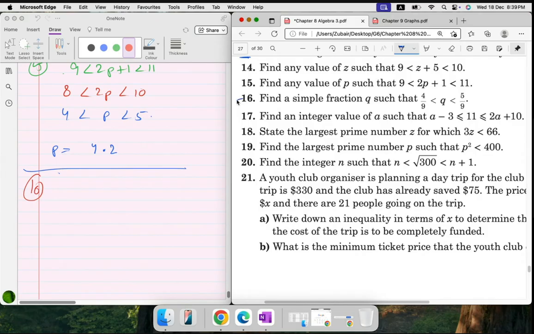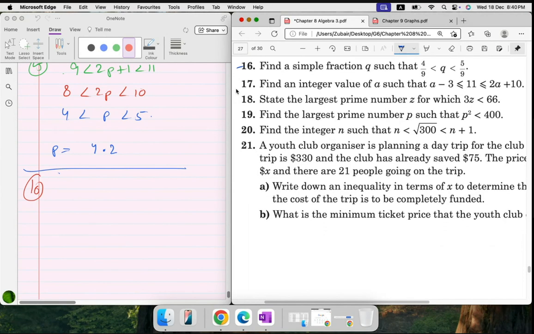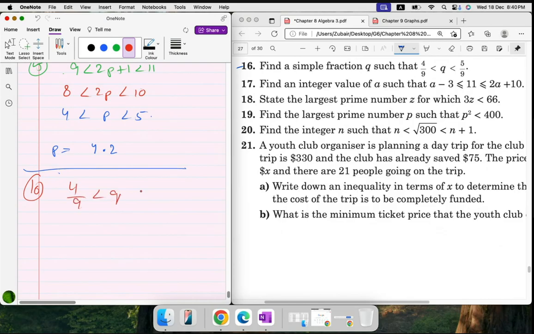Question number 16. Find the simplest fraction q such that 4 by 9 is less than q is less than 5 by 9. So any number between these. Suggest any number.